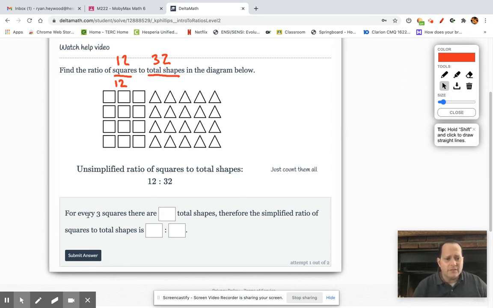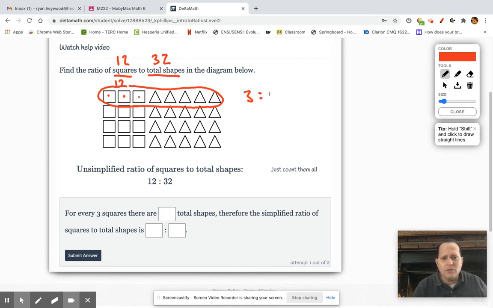Now let's take a look at this. For every 3 squares, there are how many total shapes? Okay, so let's take a look. So we have 1, 2, 3, but then the total shapes in this first row are 1, 2, 3, 4, 5, 6, 7, 8. So it's 3 to 8.